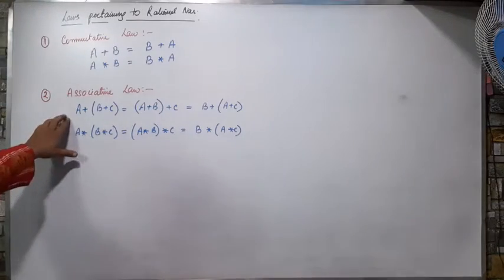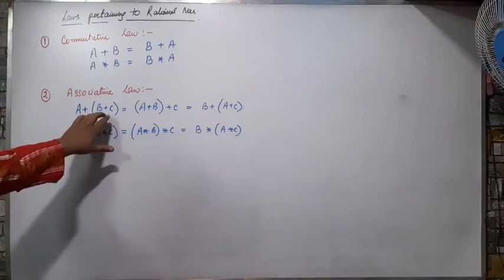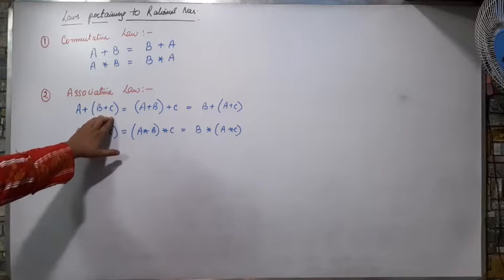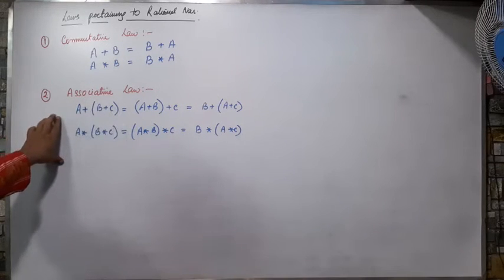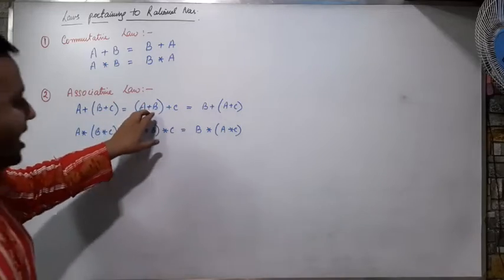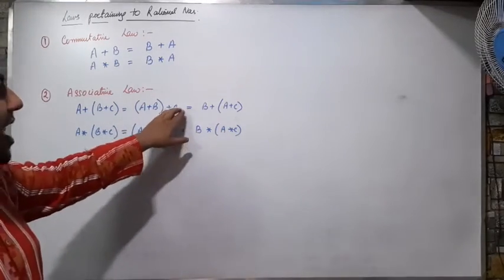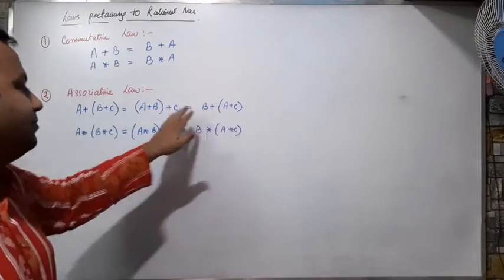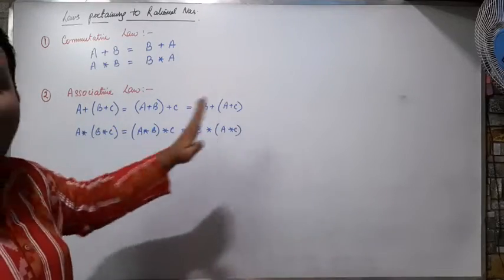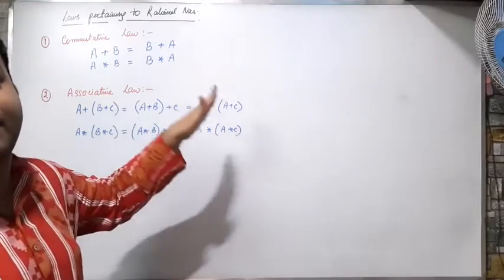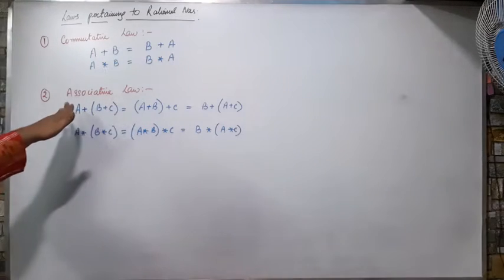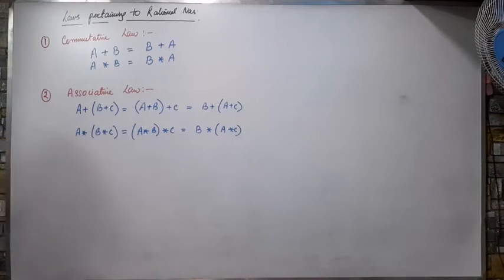For example, here a plus b plus c. The b plus c is added first because they are put in bracket, and a is added the next time. Here a plus b is added first and then c, and there a plus c is added first and then b. However I write the order, the sum or the result will be the same. This is also applicable only for sum and product, not for subtraction or division.